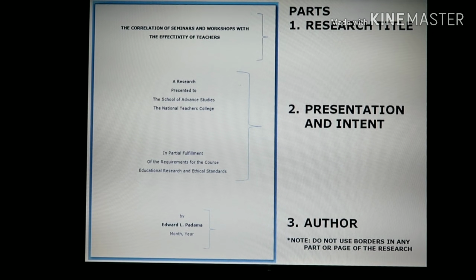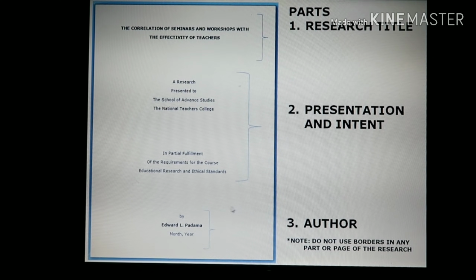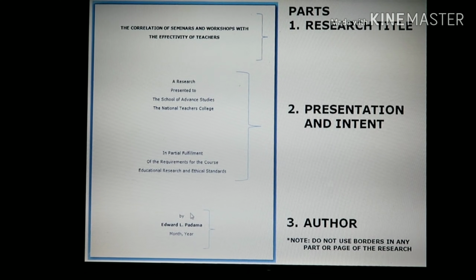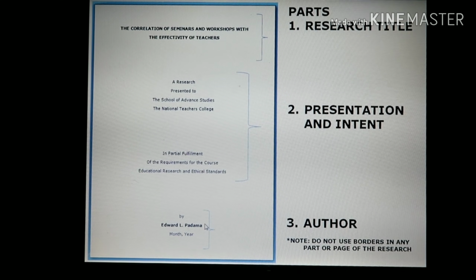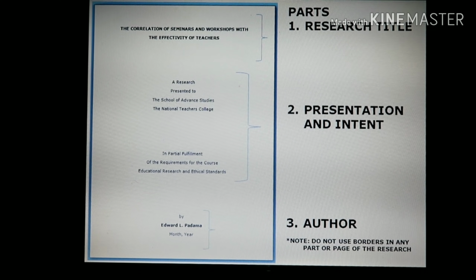Okay, so the last part of the cover page is the author. So the author is composed of 3 lines, starting with a prefix, by, and then after that, the full name of the writer in normal capitalization rule. First letter is always capitalized, and then the name of the author is always written or typed in bold.